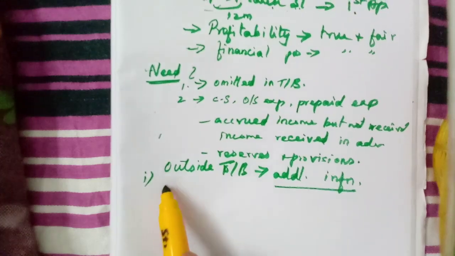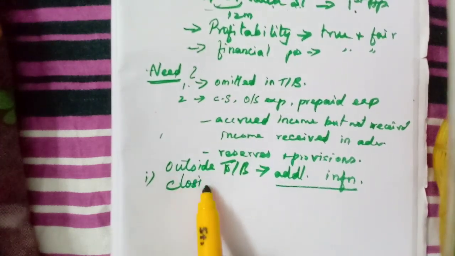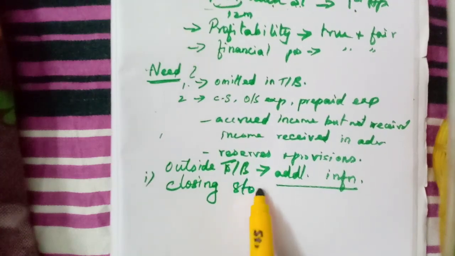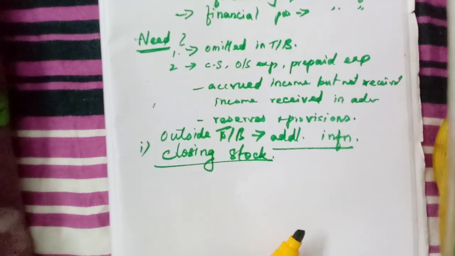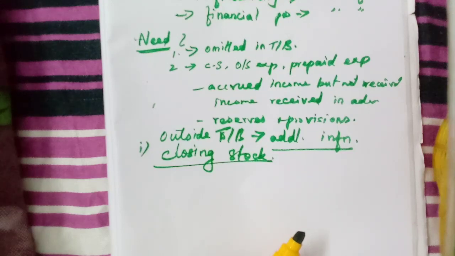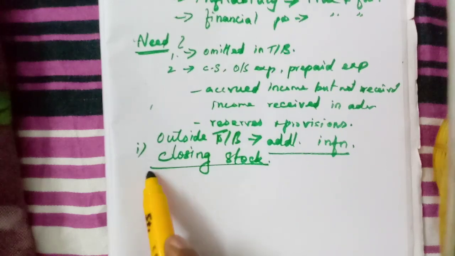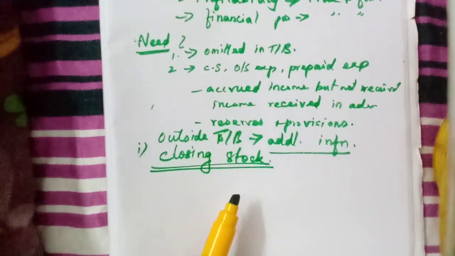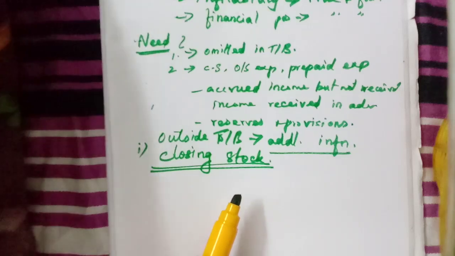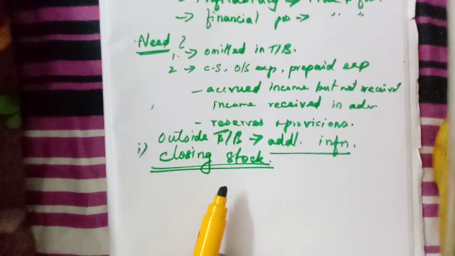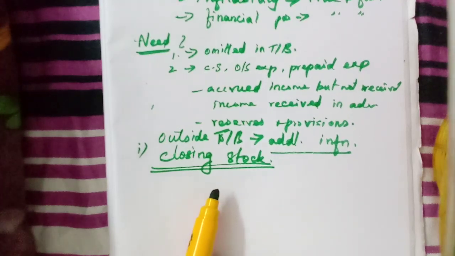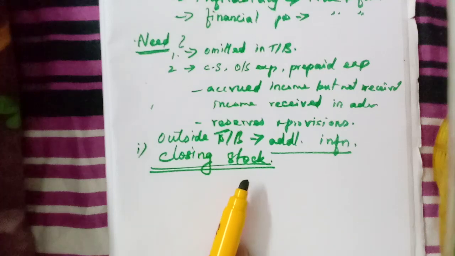The number one, the main one, is the closing stock. We have learned this one already, but we are going to learn only the journal entries, because without closing stock we cannot prepare the trading account. That's why they have given the closing stock in the adjustment. We have done it, but we have not studied it clearly. Now in this lesson we are going to learn this. I have reminded you already, and I will teach you the closing stock in detail.